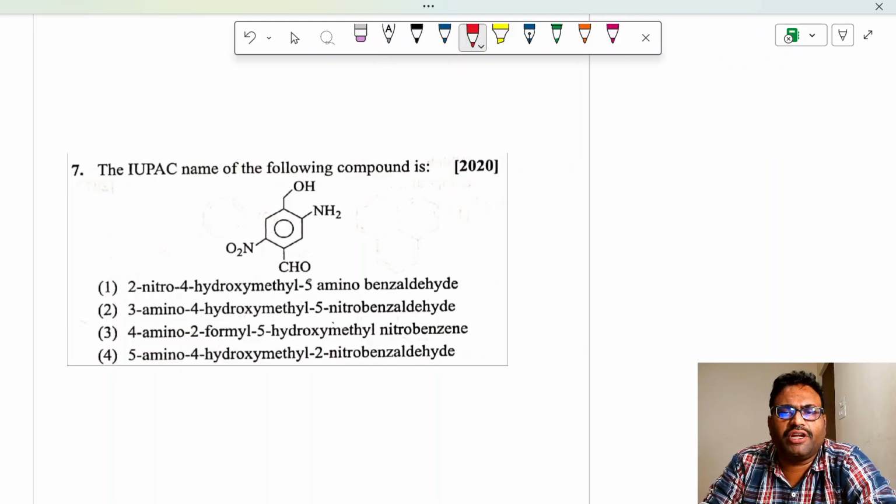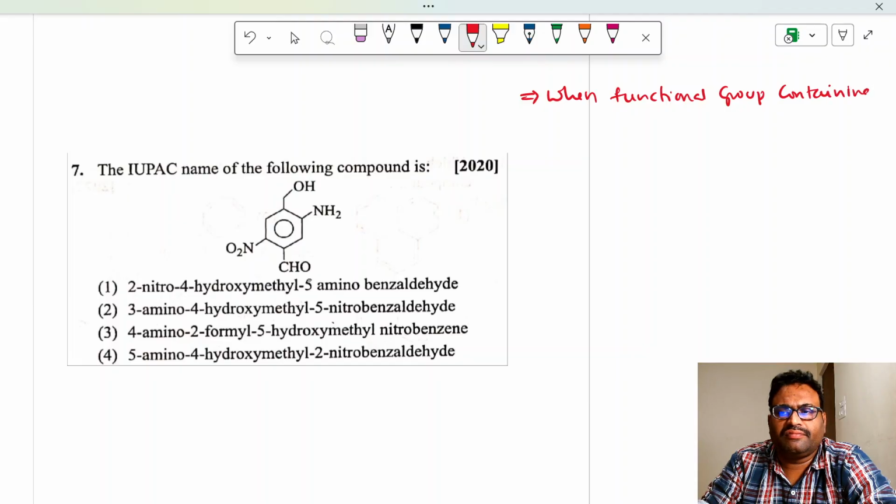Again, we have already spoken about this. When a functional group containing carbon is attached to a ring, special names are given.